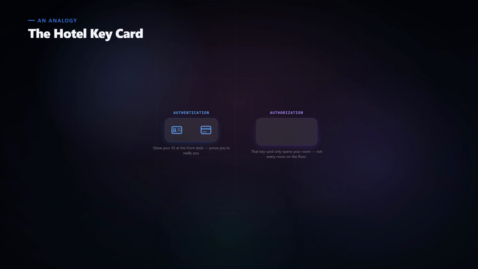Think of it like checking into a hotel. Showing your ID at the front desk to get a key card, that's authentication, proving you're really you. But that key card only opening the door to your room, not every room on the floor, that's authorization. Same building, two completely separate checks.